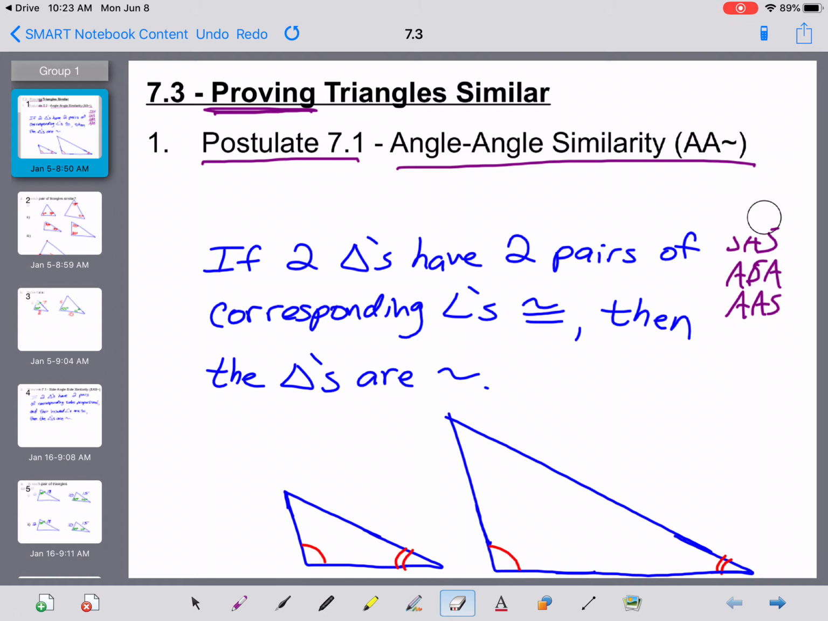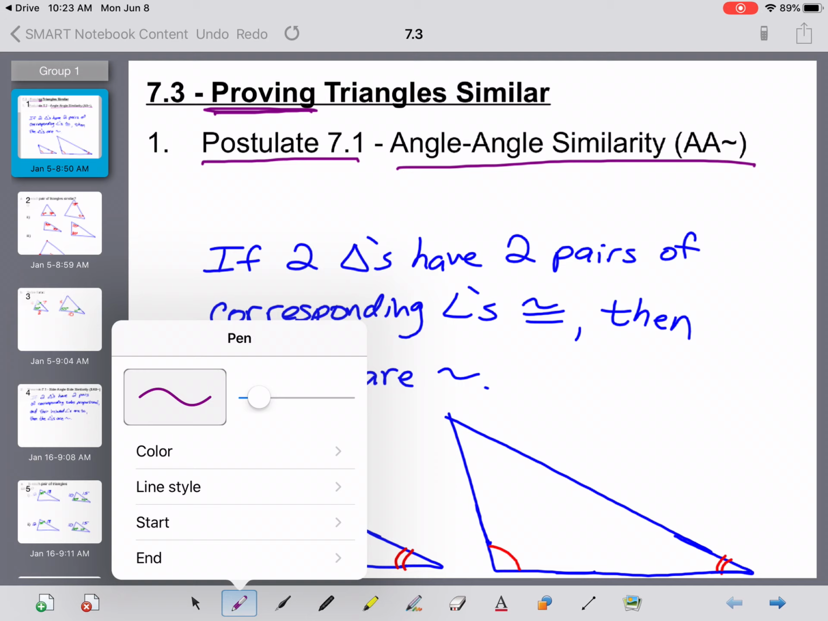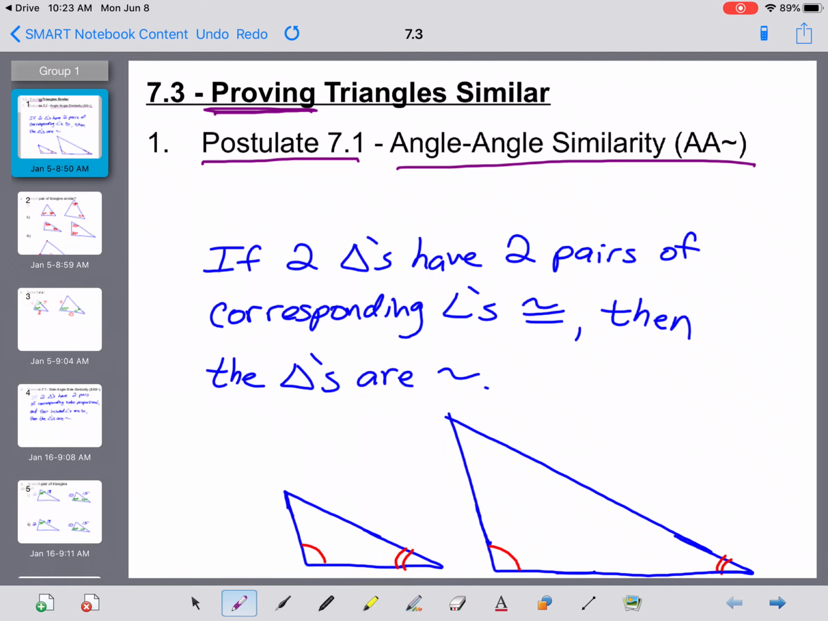Congruent means absolutely identical, same shape and same size. That is not what we're doing here in chapter 7. We're not trying to prove that two triangles are identical. We're trying to prove that they're similar. And if you remember our quick definition of that from earlier sections in 7.2, similar triangles are the same shape but different sizes. Okay, so postulate 7.1 tells us here that if two triangles have two pairs of corresponding angles congruent, then we know for a fact that the triangles are similar.